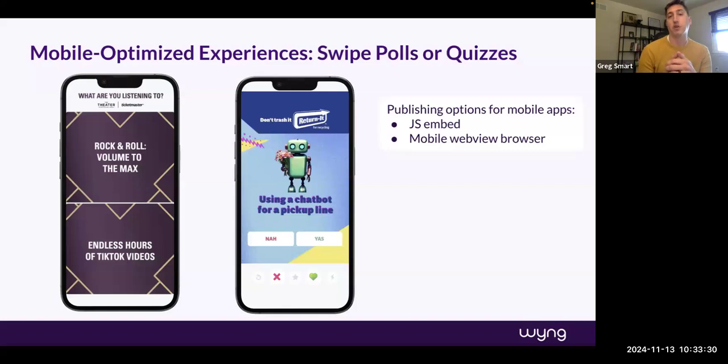Currently, we actually work with Match Group, the guys who are behind Tinder and things like that, to have Wyng ads published directly in Tinder, where people can go through and swipe, in this case, left or right on this different poll here that we're seeing from Ticketmaster, things like that. So they're able to embed Wyng experiences directly in app to engage with users.